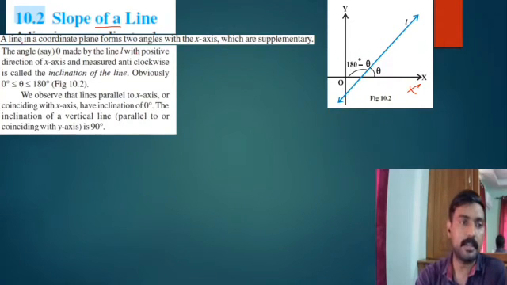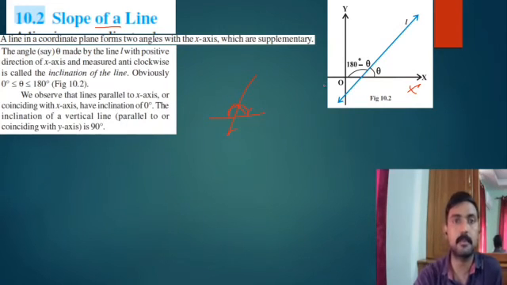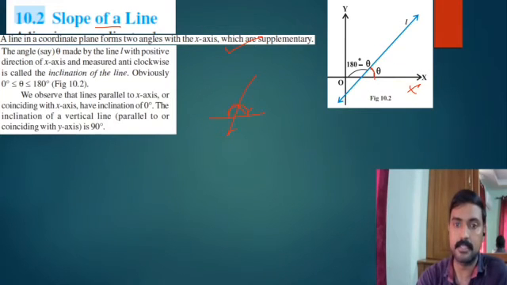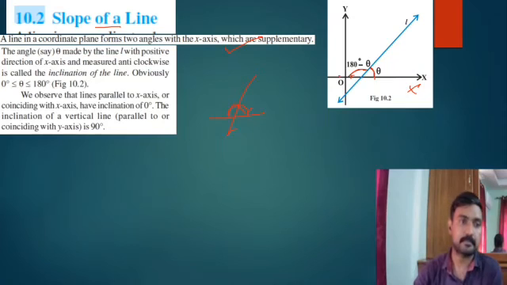So we can say a line in a coordinate plane forms 2 angles with the x-axis which are supplementary. Suppose when we draw this angle, here one angle is there, here one angle is there. These 2 angles are supplementary. That is written here. Here this angle is theta. This angle is 180 minus theta. Why? Because these 2 angles make a straight angle. Okay.